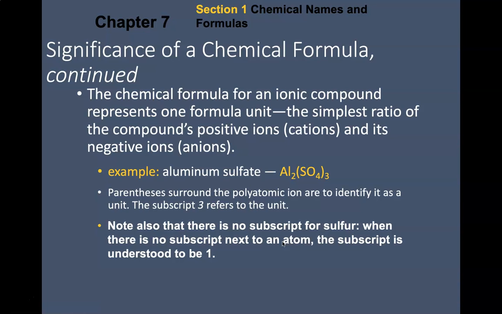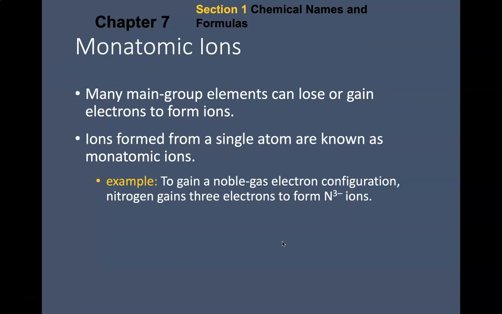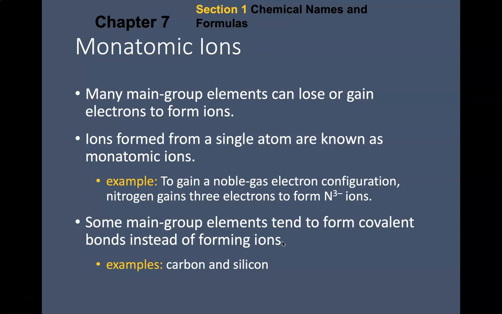So anytime we see an atom that has no subscript following it in a chemical formula, please make sure that you remember the subscript is automatically assumed to be 1. Now, in this particular type of formula, this is an ionic compound because we have a positive ion, in this case it's going to be aluminum, and we have a negative ion, which in this case is going to be the polyatomic ion itself. Now, when it comes to naming, we're going to start with what we call monatomic ions.